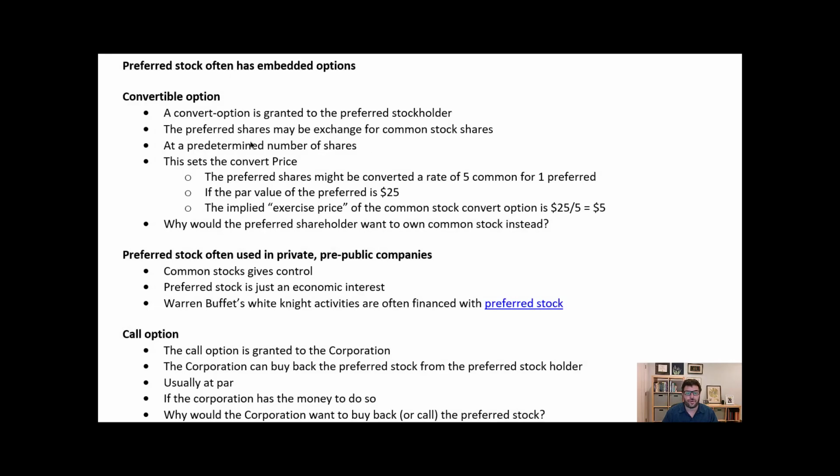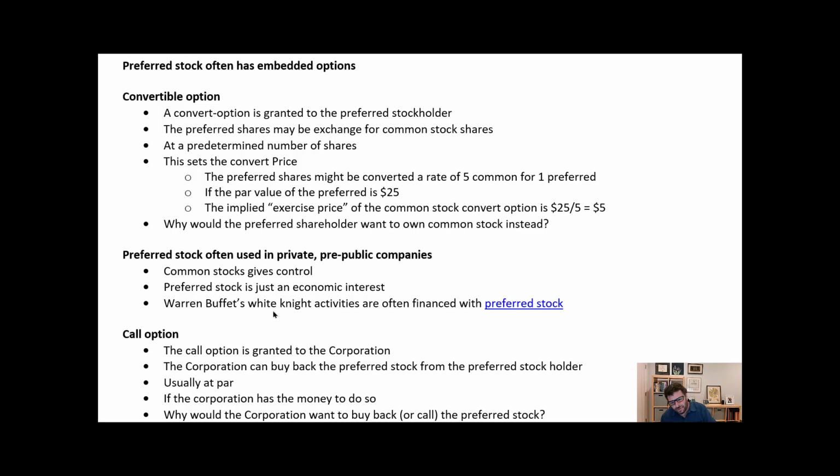In addition to a convert option, which is often added as a sweetener for private pre-public companies to get people to invest in very risky businesses, you're going to get a fixed payment. And if the company explodes, you don't get an upside in sort of straight preferred, but if there's a convert preferred, then you can convert to common stock. The other type of option that's often used with preferred stock is a call option.